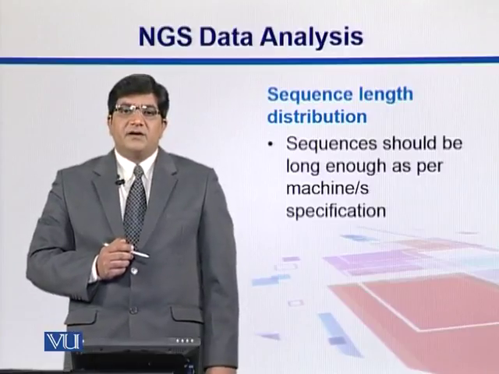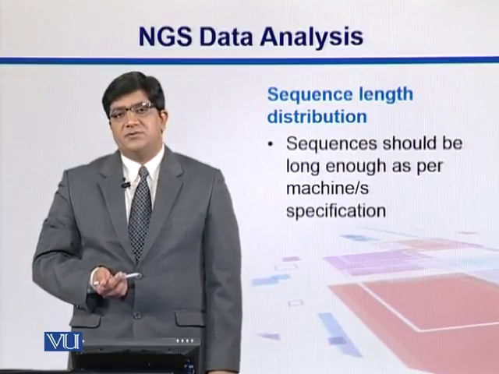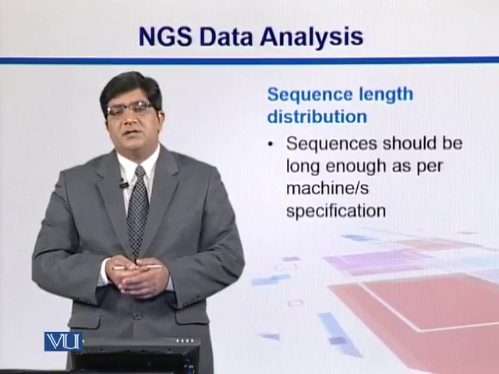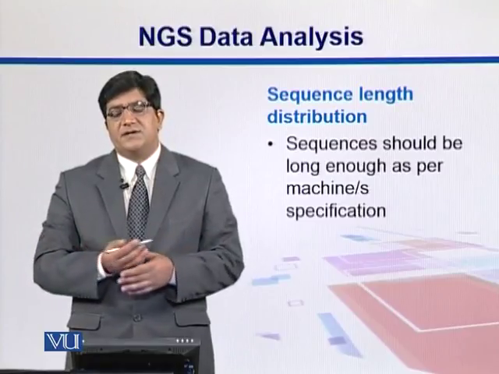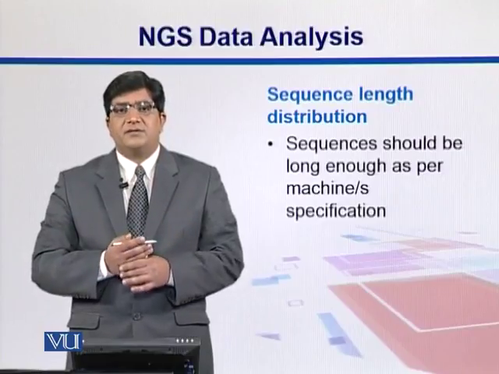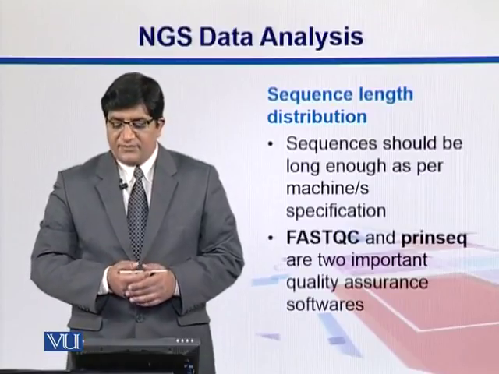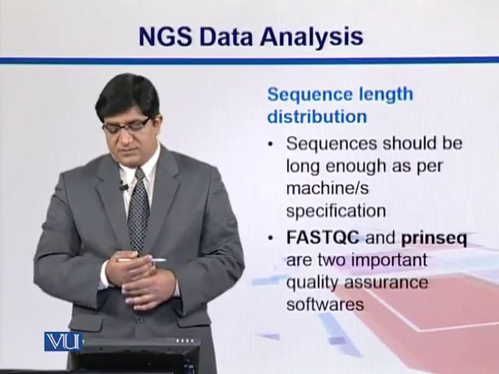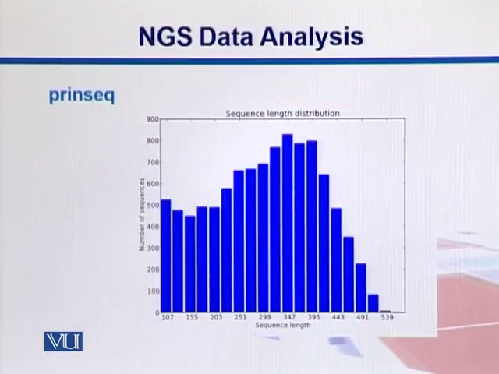So what interesting tasks can we do further? First of all, we can look into the sequence length distribution. If our sequencer is producing reads, for example, 100 base pairs in length, with this length distribution study we can see whether we are getting the appropriate length fragments or there are some issues. FastQC and PRINSEQ, these are two important tools which we will include in this discussion, and they are used for quality assurance. Let's look into the sequence length distribution.